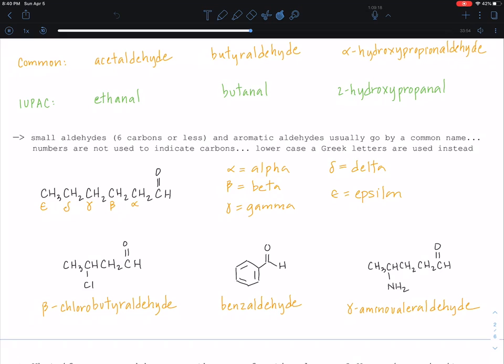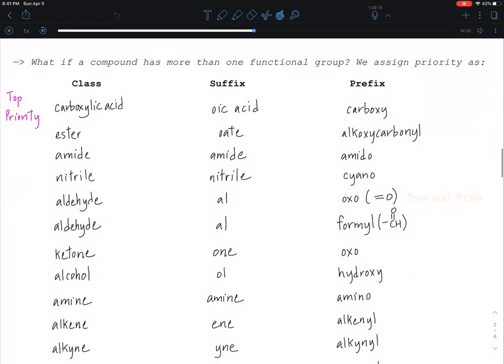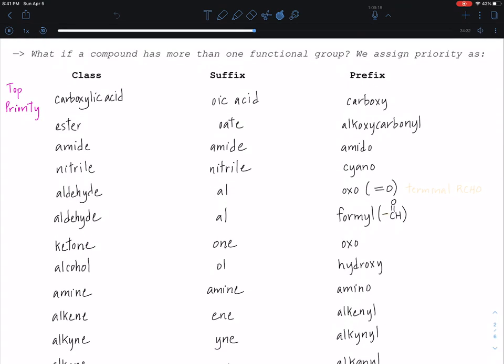So I just gave a couple of examples where we're talking about compounds with more than one functional group on the molecule. In the last example, the alpha hydroxy propionaldehyde, and the gamma amino valeraldehyde, we're looking at compounds that have 2 functional groups, the aldehyde and some other functionality. I have to share with you a list of how to prioritize these functional groups. Just like we had priorities with the RS nomenclature, we have priorities when naming compounds with more than one functional group.